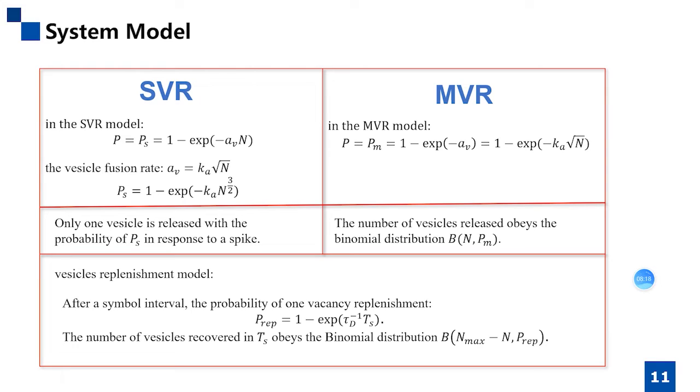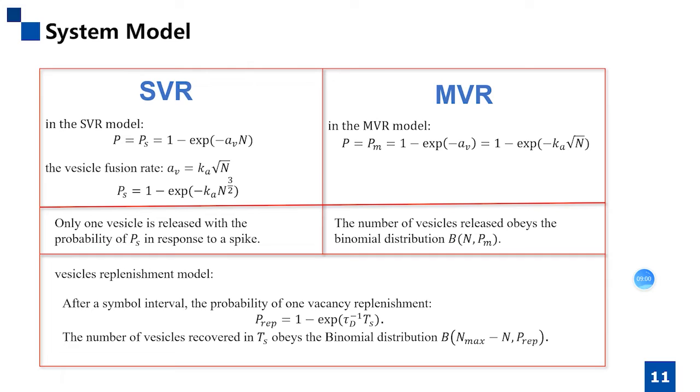In the SVR model, only one vesicle is released with the probability of PS in response to a spike. And in the MVR model, the number of vesicles released follows the binomial distribution N, PM. We assume that the release of each vesicle is independent of each other in the MVR model.